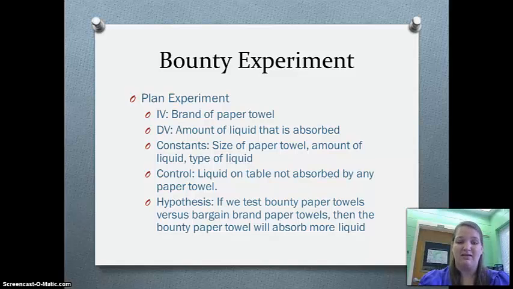Lastly, our hypothesis. In this case, I used an if-then statement. So if we test the Bounty paper towels versus the Bargain brand paper towels, then Bounty paper towels will absorb more liquid. Now, this is just my own personal prediction. I'm not sure if it's right or not, but I'm excited to test it out.